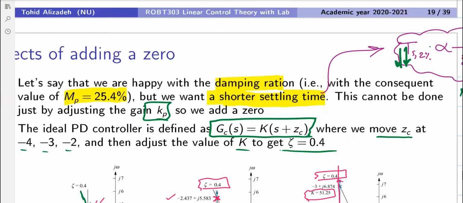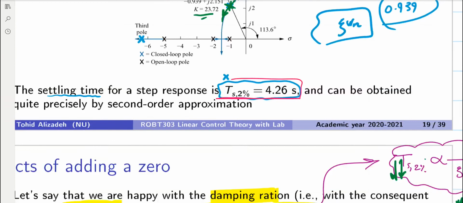Initially, without the additional 0, the settling time was equal to 4.26, and now by the addition of the 0 of the controller, the settling time is improved.